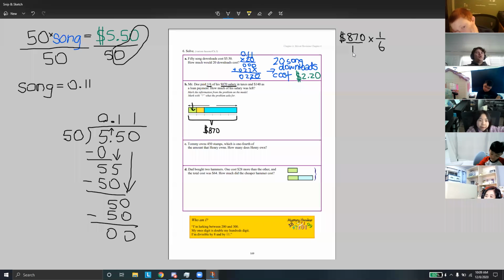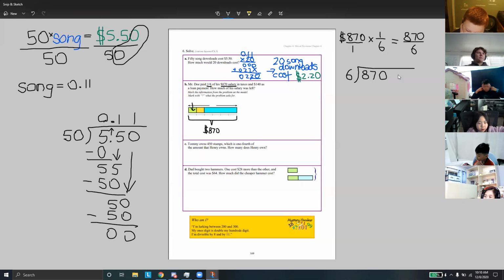So we could go ahead and do our fraction multiplying. The top times the top would be 870. And then the bottom times the bottom, 1 times 6 is 6. And so now we could just do division like normal. Six goes into 8 once. Ooh, this one would be what? 4.